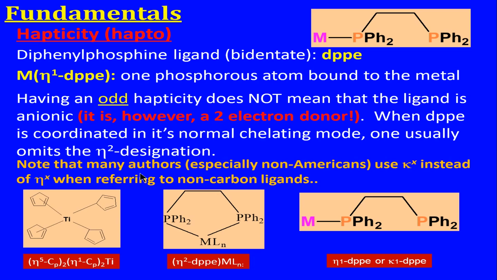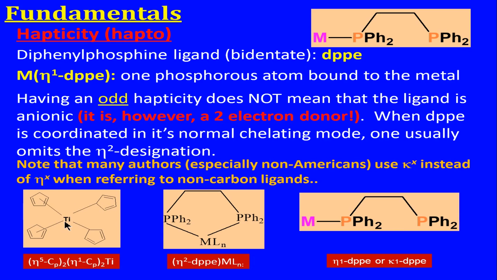Note that many authors, especially the non-Americans, use kappa X instead of eta X when referring to non-carbon ligands. So M-hap1 DPPE is used by Americans. For non-Americans, they use M-kappa1 DPPE.